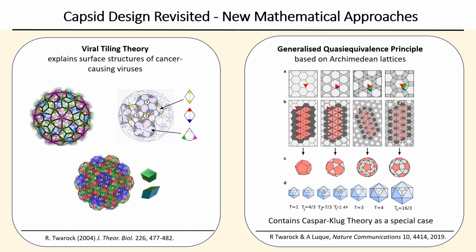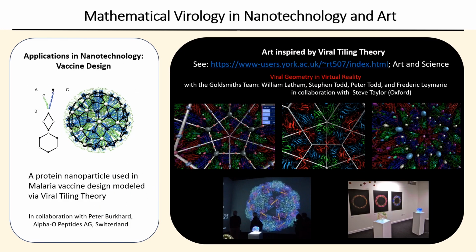Quite recently, I worked with a colleague from the US, Anthony Luke, on a generalized principle of virus architecture that encompasses Caspar-Klug theory, but also covers the many outliers to that theory that have previously not been covered in their framework. This mathematics has a lot of applications, for example in nanotechnology. People use proteins to create particles that are then used in vaccine design.